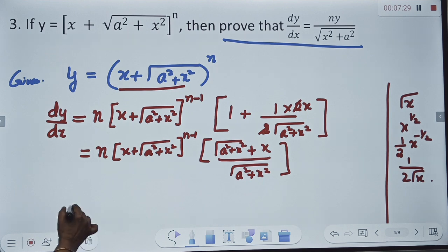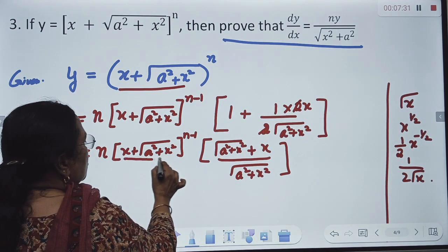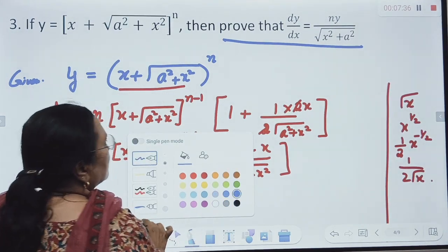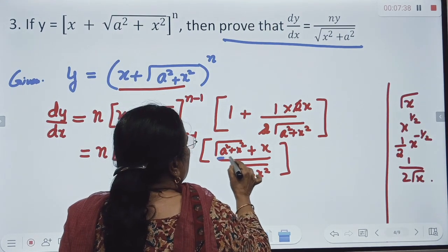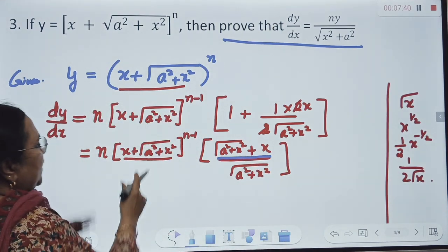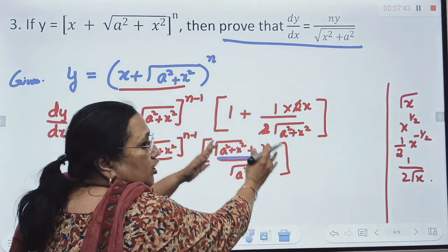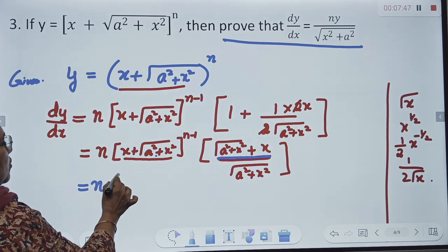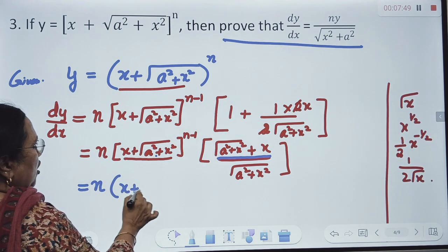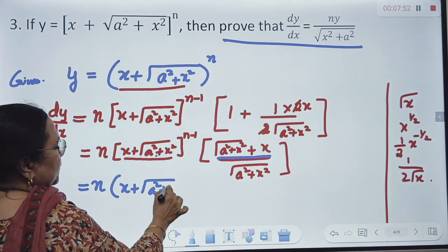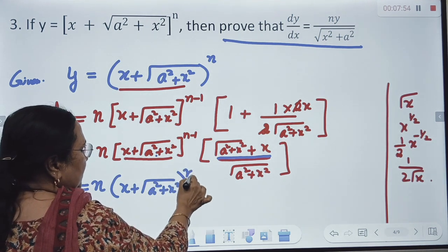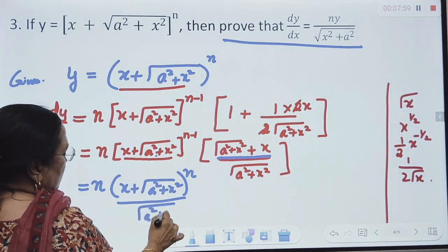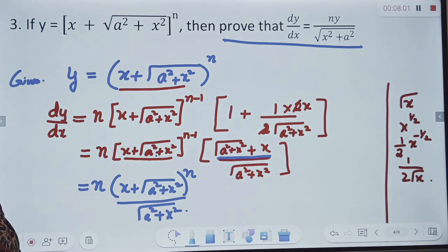Now, this is x plus root of a square plus x square to the power n minus 1. This is root of a square plus x square plus x, the same quantity. This is to the power n minus 1 into the same term. So what will I get? n into x plus root of a square plus x square to the power n by root of a square plus x square.